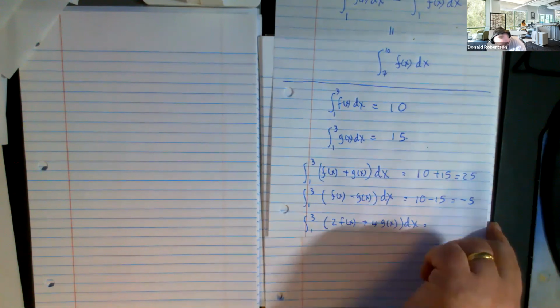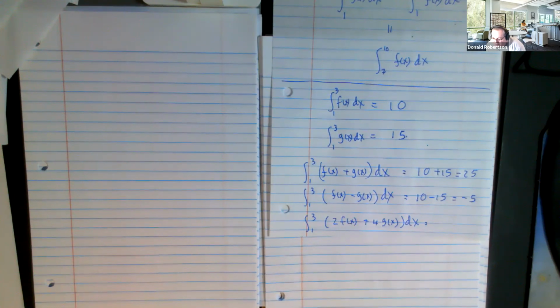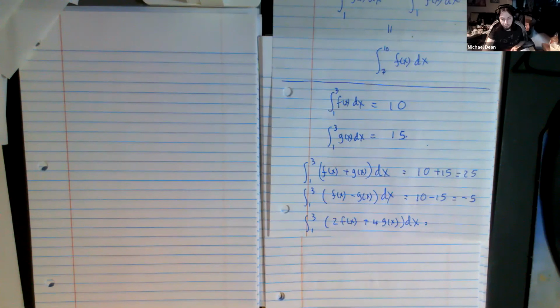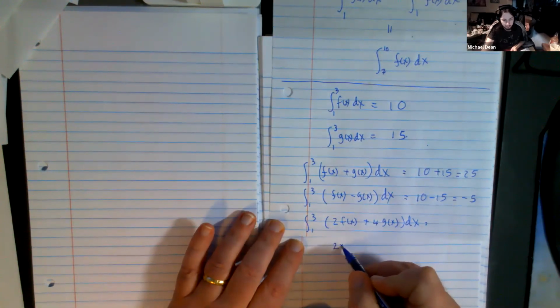And the final question for today. What do you think this horrible mess would be? Just those numbers, but times 2 and 4 respectively, and added together.